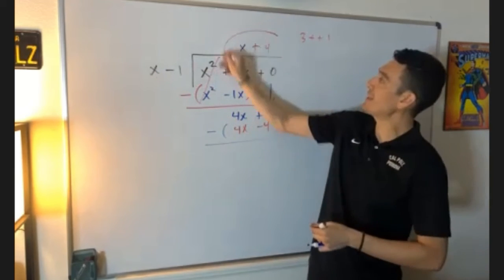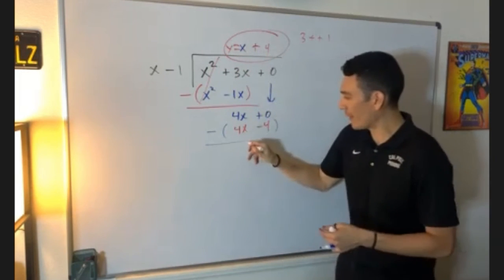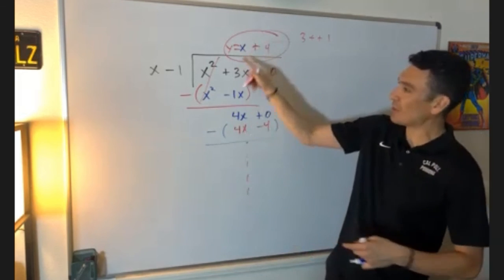Okay? And of course, this here, y equals, that is your slant asymptote. And the rest of this process, I could not care less about. So find your slant asymptote and then go from there.